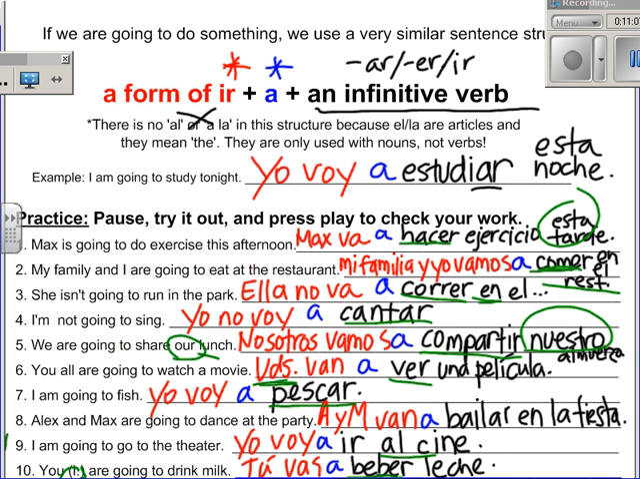Oh, and I missed number 9. I am going to go to the theater, which is an important one. I am going to go. So I'm seeing ir being used here. Yo voy a ir, and the same use of al or a la needs to be used because now I have a place coming afterwards. Yo voy a ir al cine. I am going to go to the theater, which is a little different than just yo voy al cine, which is I'm going to the theater. I go to the theater or I'm going to go. Okay, so it's a little different there.